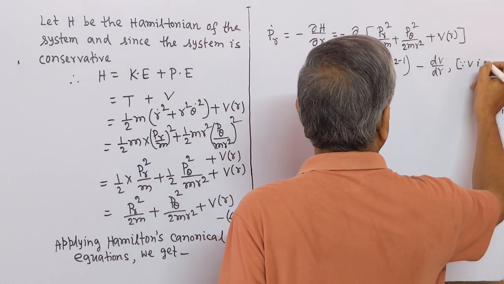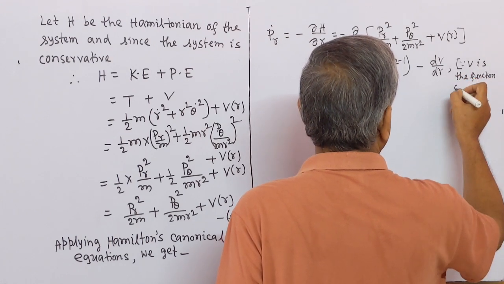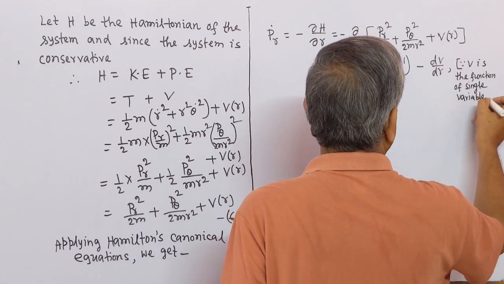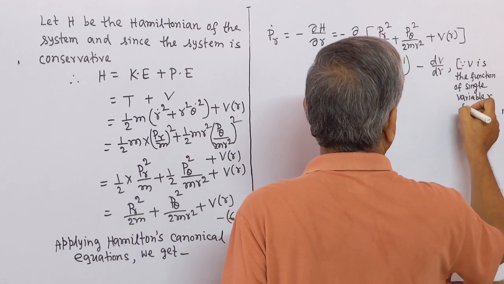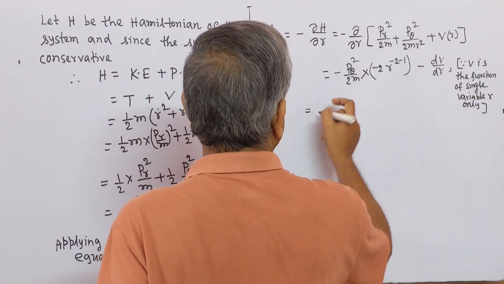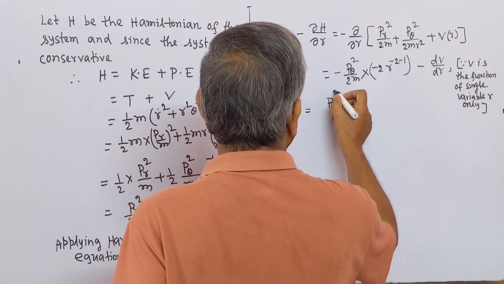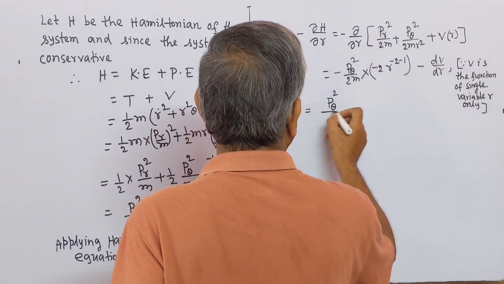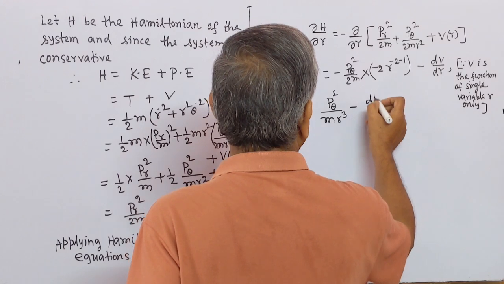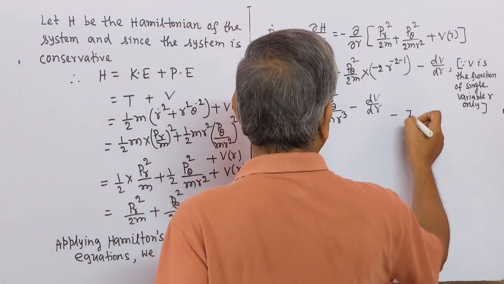Since V is the function of single variable r only, this is equal to minus minus plus P theta square, 2 cancel, m r cube, minus dV by dr. This is number 7.